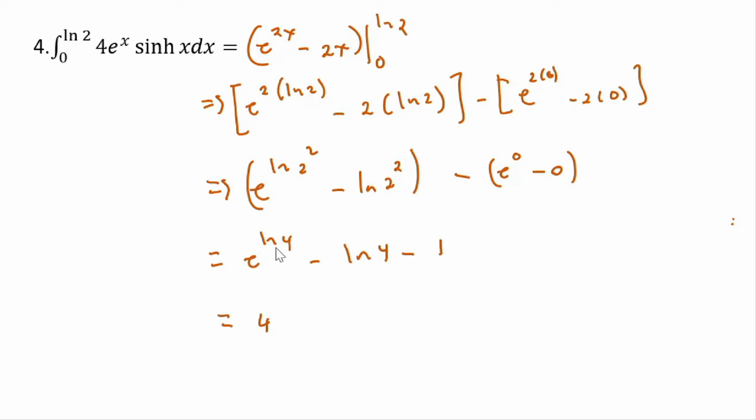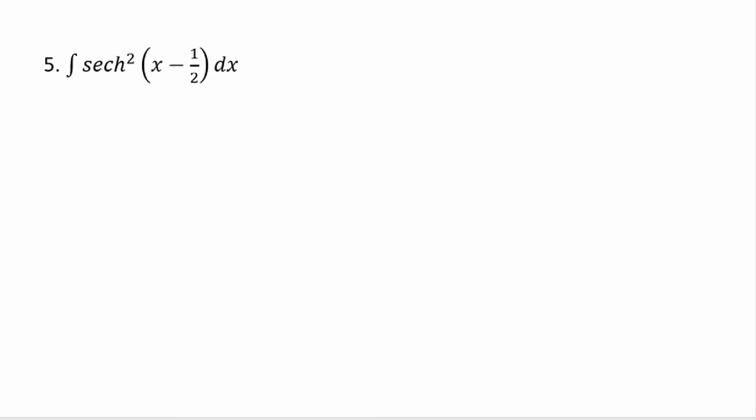So therefore, it gives us now 4 minus ln of 4 minus 1, or that is now equivalent to 4 minus 1 by combining like terms. We have 3 minus ln of 4, or by using your calculator that has an approximate value of 1.6137.